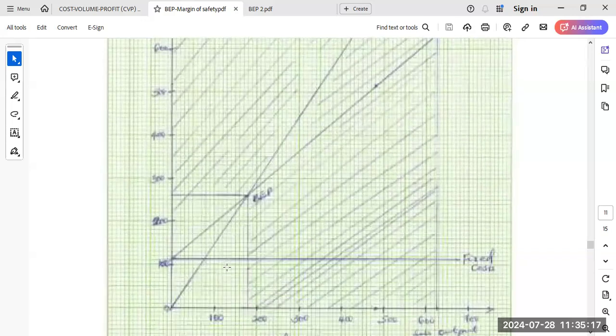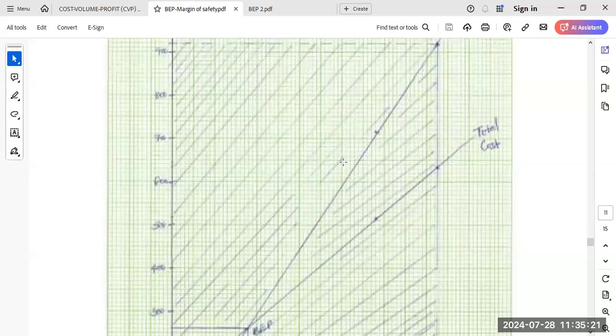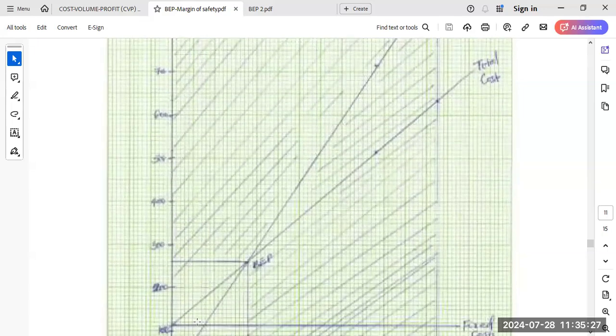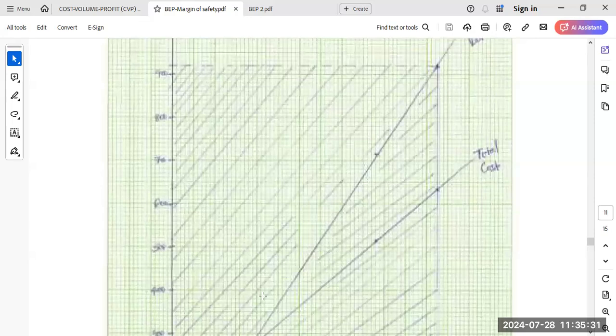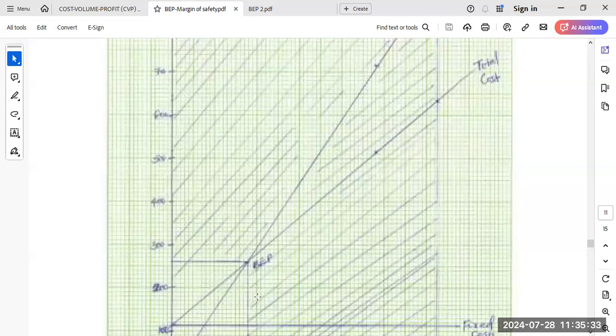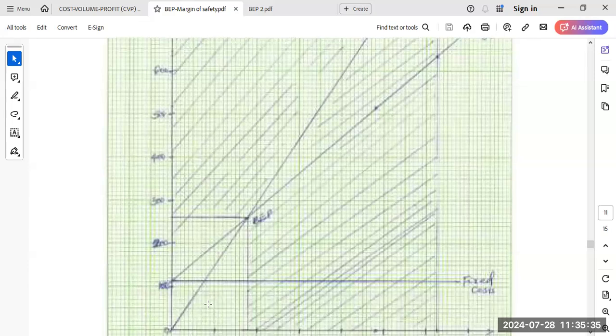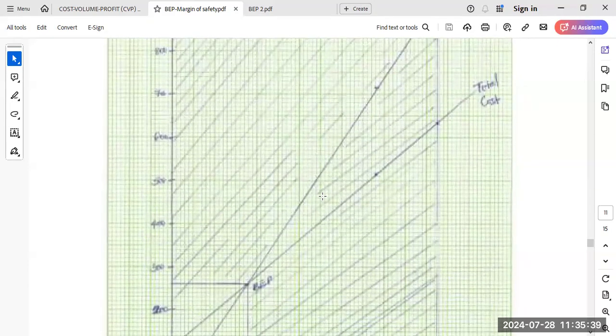join. Start from here, then join your points. These 2 points, make sure that they are meeting each other. From the starting point, you join. The line must be very straight. From here, join. Then you do the same for the total costs.